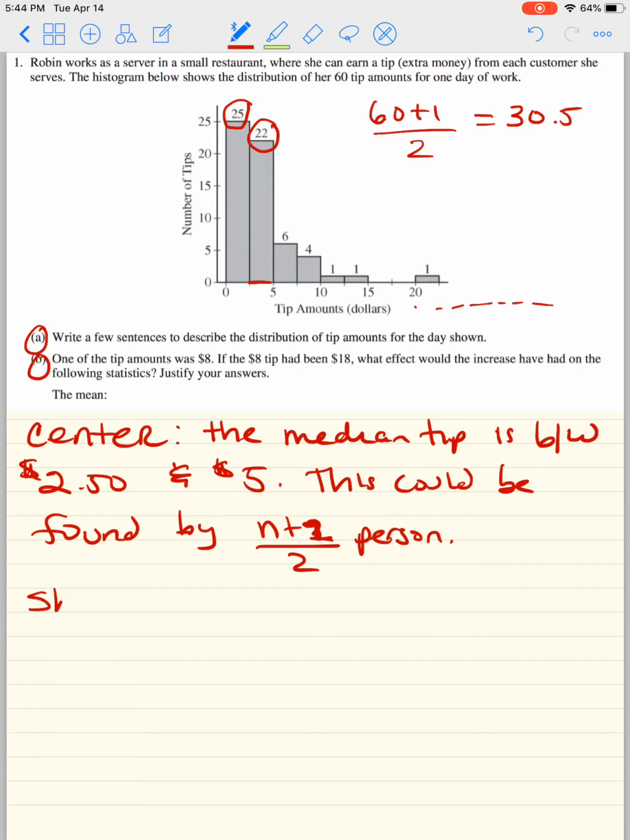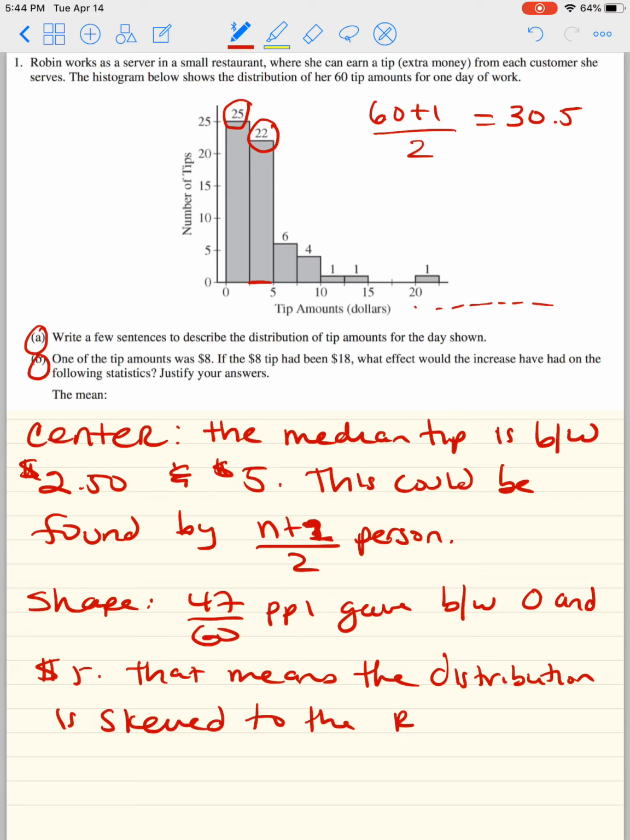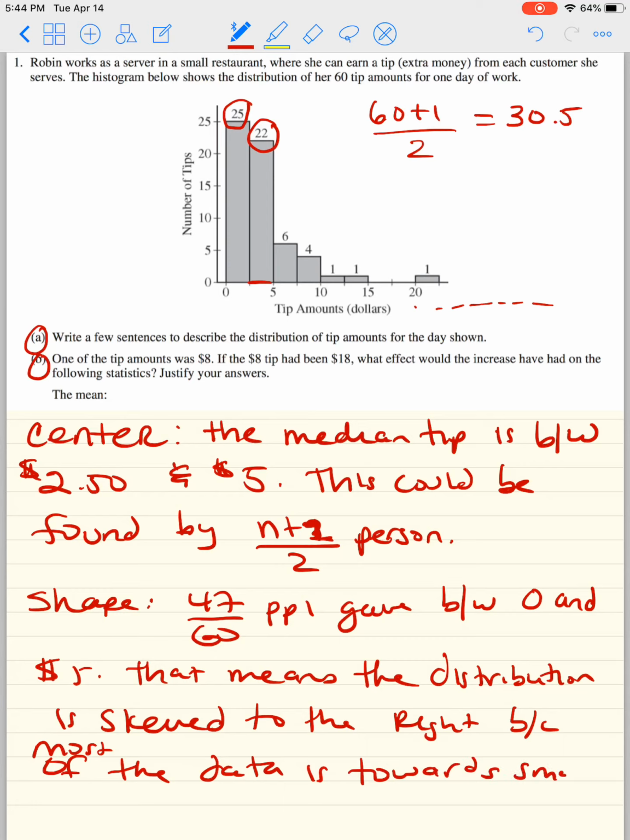Next, shape. Well, 47 out of 60 people gave between $0 and $5. That means the distribution is skewed to the right, because most of the data is on the left, towards the smaller numbers. That's actually better, towards smaller values.